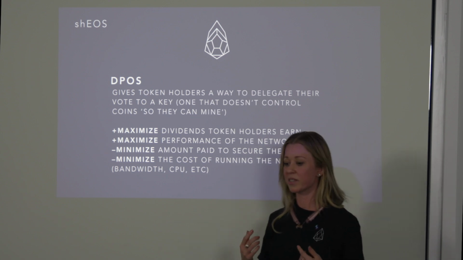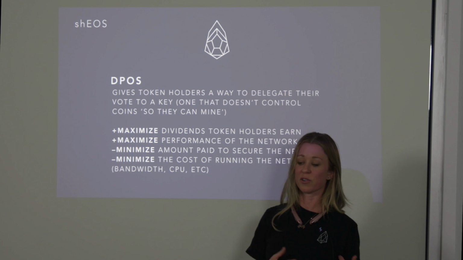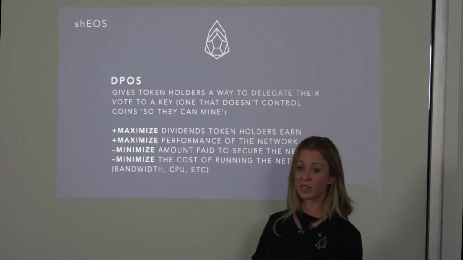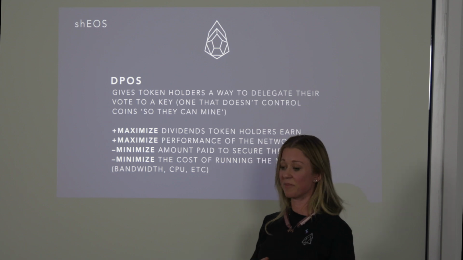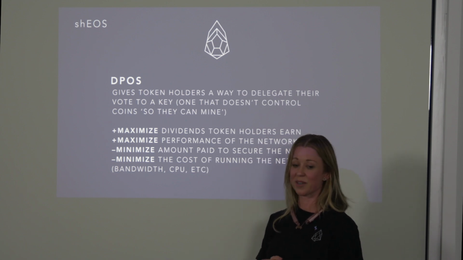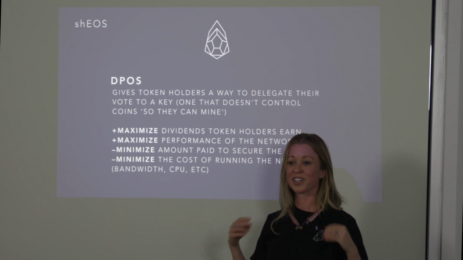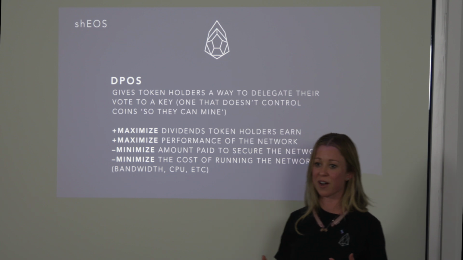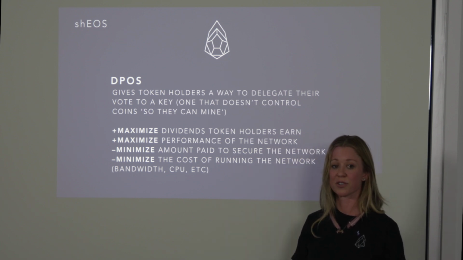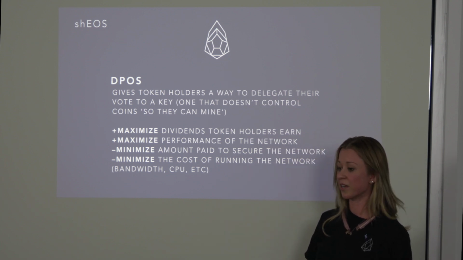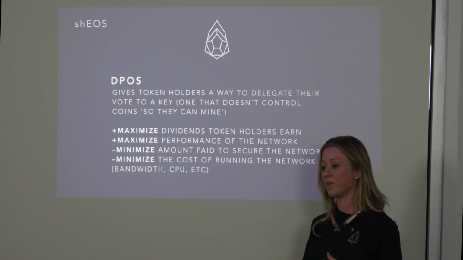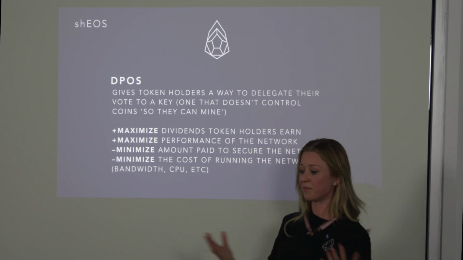So DPoS is seeking a way to create a consensus-based voting mechanism that allows us to create a more decentralized internet or blockchain. And we call it decentral-ish because there still is some element of centralization that exists. There just has to be for now. And it's just getting closer. So Dan Larimer created delegated proof of stake as a way to change the amount of people that are able to mine.